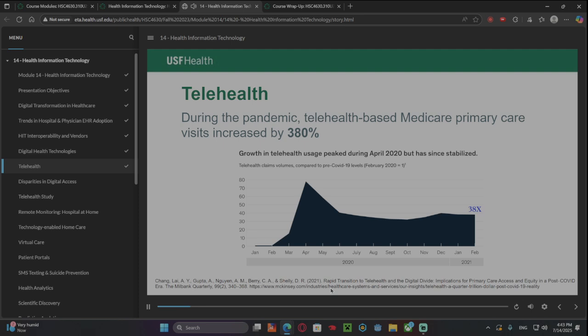Telehealth grew 380% from before the pandemic to after, and it's since stabilized, but the big change was that Medicare now paid for primary care visits. The pandemic made what was a necessity speed up telehealth services, and it is now a staple of many primary care and specialty care and even inpatient care services.